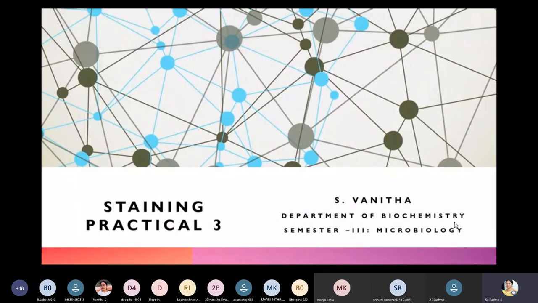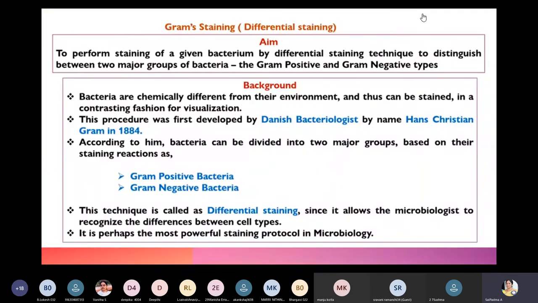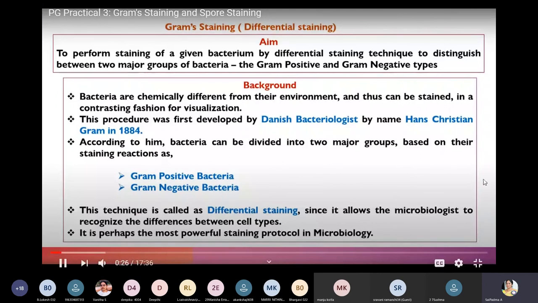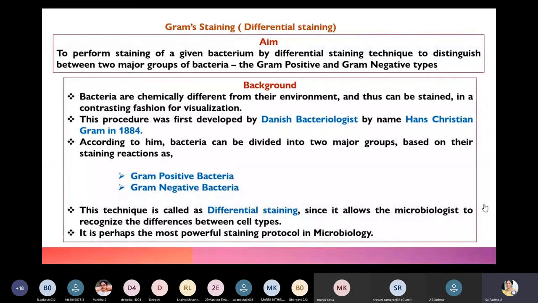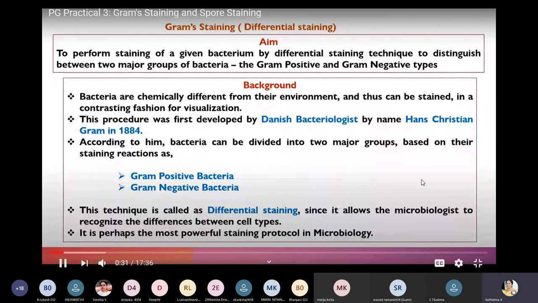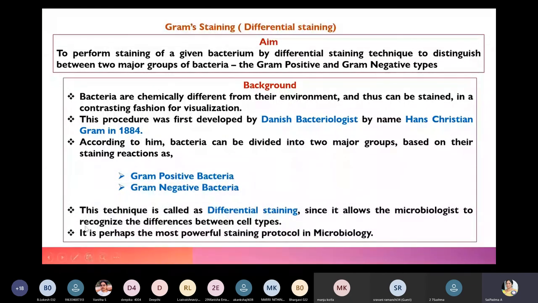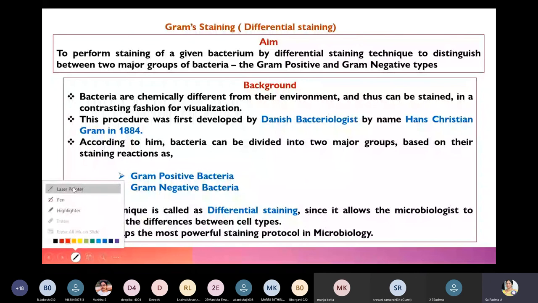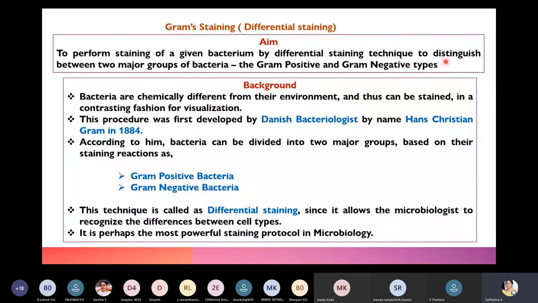In this video lecture, we will be trying to understand two different staining techniques. One is Gram staining and the other one is going to be spore staining. So let us go with the first staining procedure, which is called Gram staining, or we call it a differential stain. Now, what is the aim of this experiment? It is to perform staining of a given bacterium by differential staining technique and to distinguish between two major groups of bacteria, that is the Gram positive bacteria from the Gram negative types.